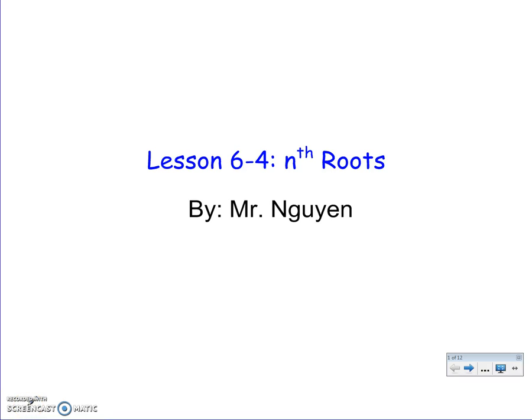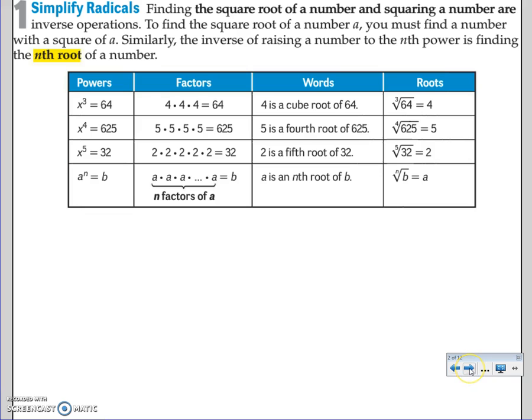Today's video will be about 6-4 nth roots. So you can read that. Talking about nth roots, you already know about square roots, but an nth root is any number kind of root. So it could be a third root, fourth root, fifth root, sixth root, 100th root if you wanted. That table looks a little confusing, so I'm going to teach you a different way.